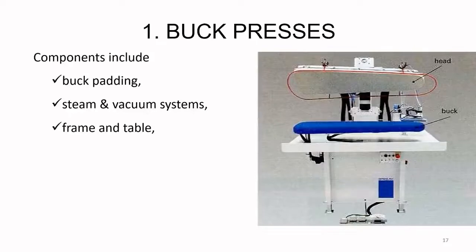And then of course we have the frame and the table. The table is there on top of which the frame has been erected, and on top of that we have the buck and we have the head. And the gauges are there. You can see the knobs below the frame, the table. So the gauges are for the time, temperature, pressure, and the steam.